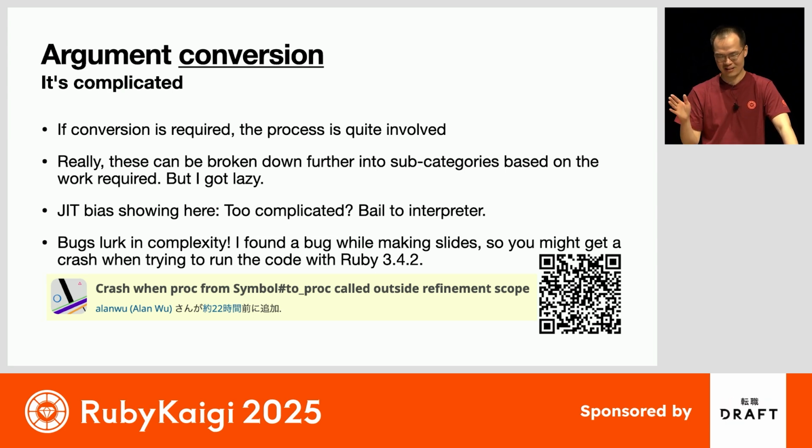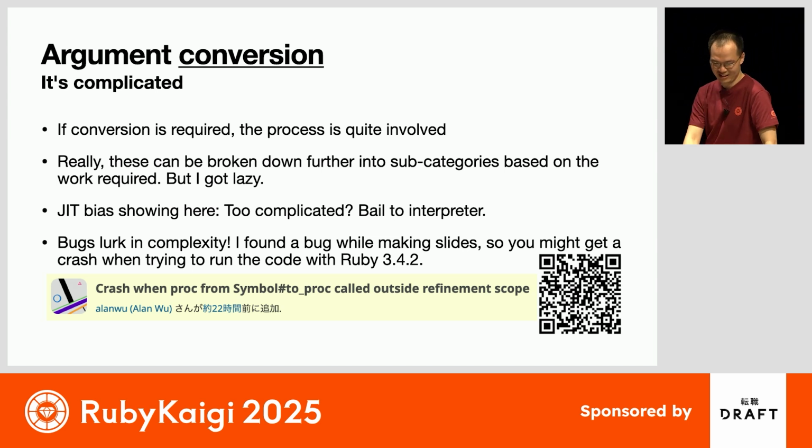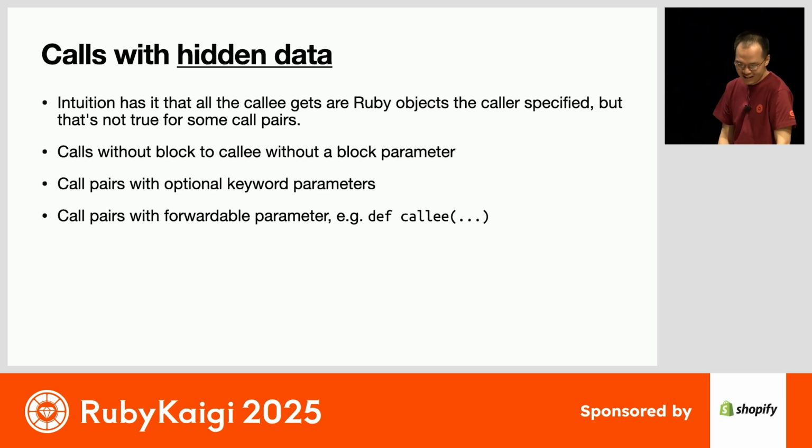Really, you can split this down further into array conversion, keyword argument conversion, block parameter conversion. I'm running away from the work, like when YJIT sees complex situations that it can't generate good code for. Okay, let's take a break and talk about something simpler.